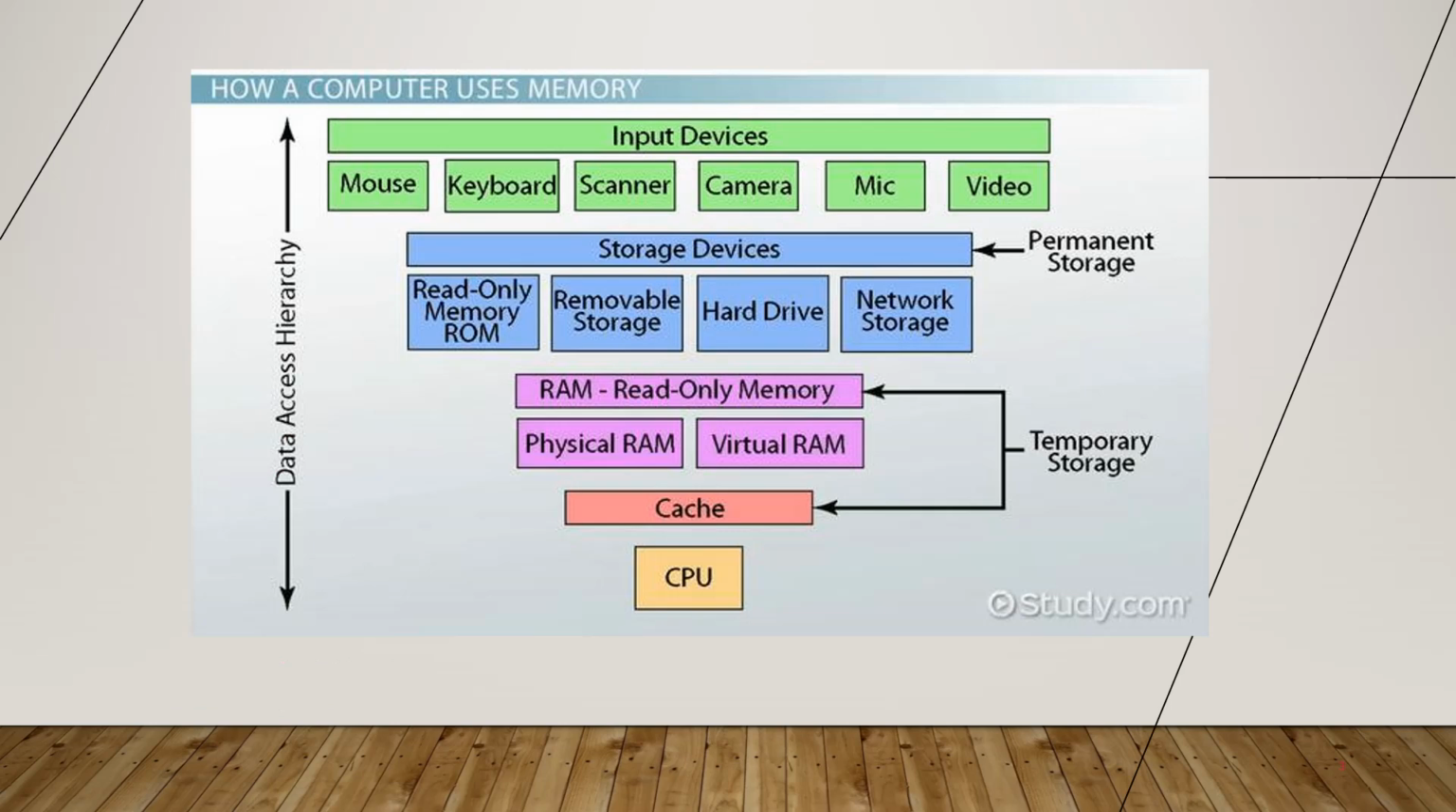So the picture here describes how a computer uses memory. We have, of course, input devices like mouse, keyboard, scanner, microphone, and video recorder. We have storage devices like ROM, removable storage, hard drive, network storage, and we have RAM, read-only memory, physical virtual RAM. We have, of course, cache, which is part of temporary storage, and then we have CPU. And then, as you can see, the whole diagram is basically part of the data access hierarchy.